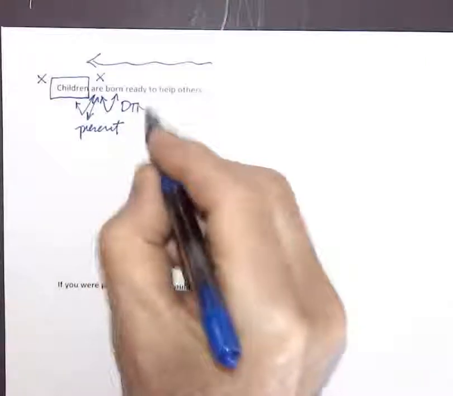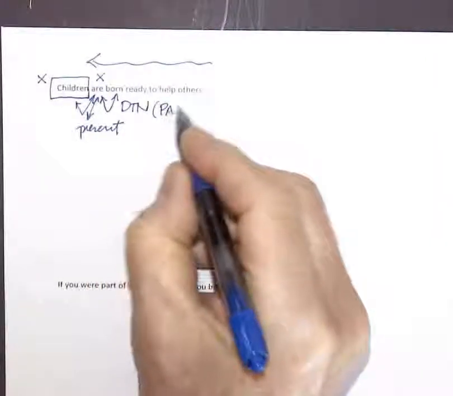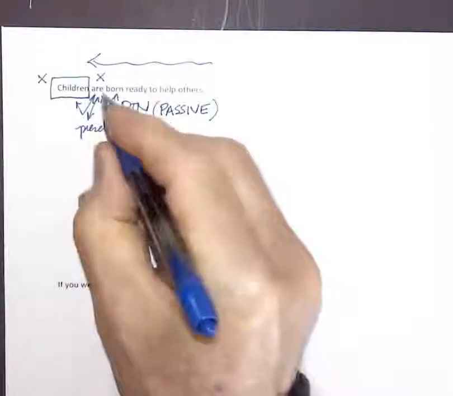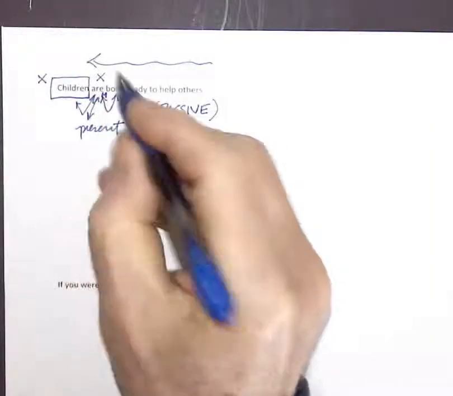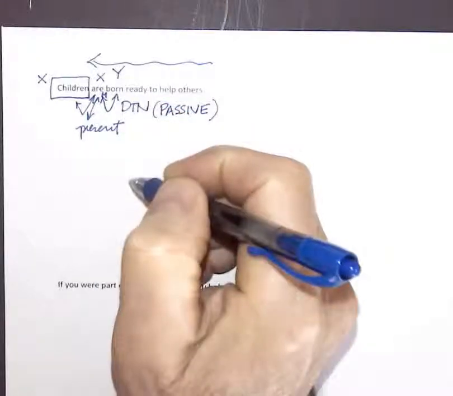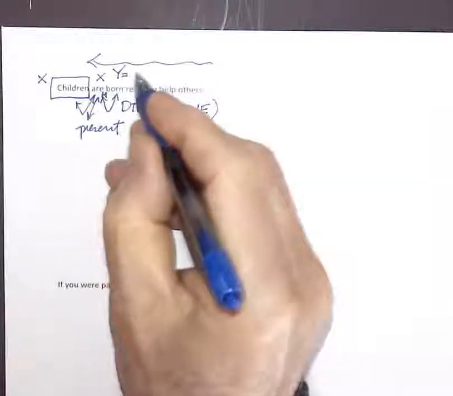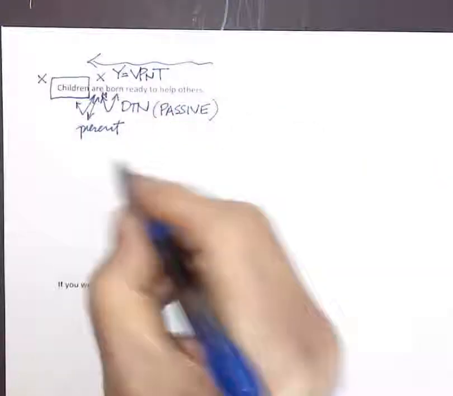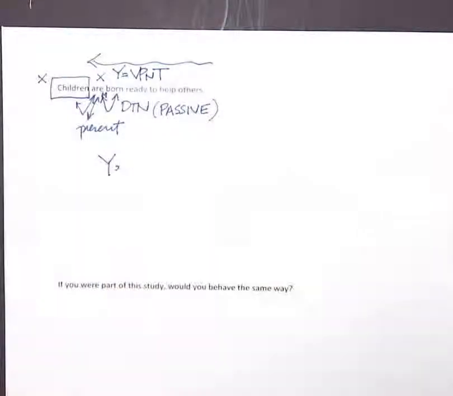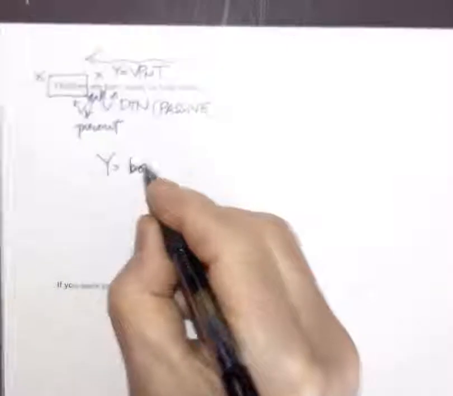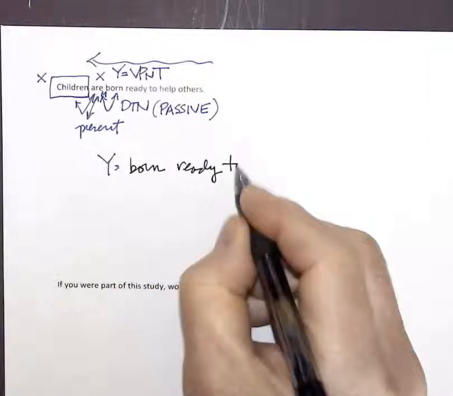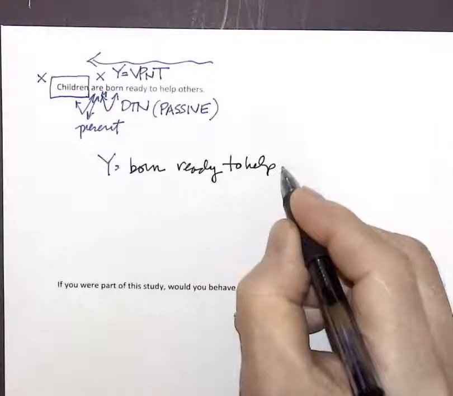DTN form. Now this is what we identified earlier as a passive sentence, right? When we have are together with the DTN form. The M place is here, it's empty. And the Y is born ready to help others. Now born heads the Y. This is a verb phrase. No time. And let's see how this verb phrase looks. So let's rewrite it. Born, ready to help others.